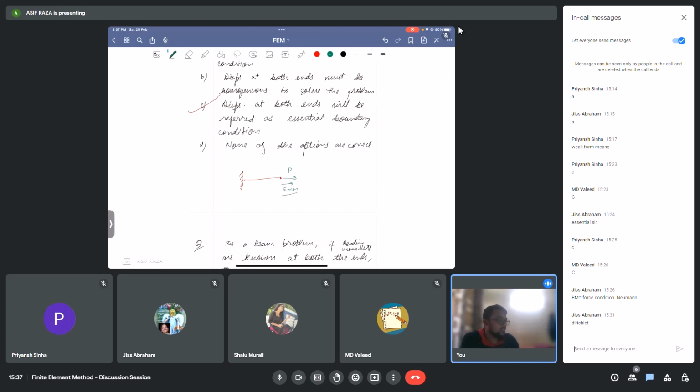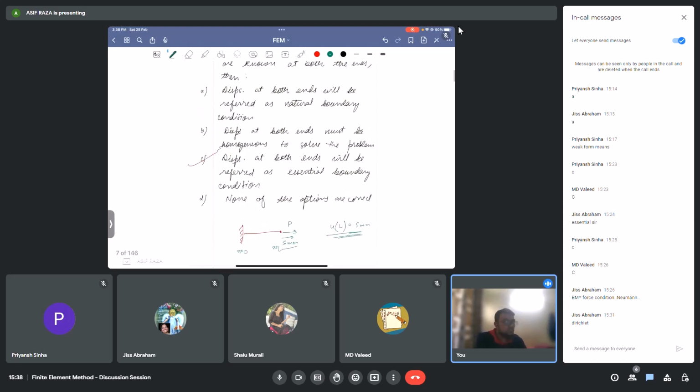So what is pertaining to this, one of the boundary conditions will be like the displacement at x equal to L is equal to 5 mm. So this is not homogeneous, but still I would be able to solve this problem, right? So this second option is not a hard and fast requirement.